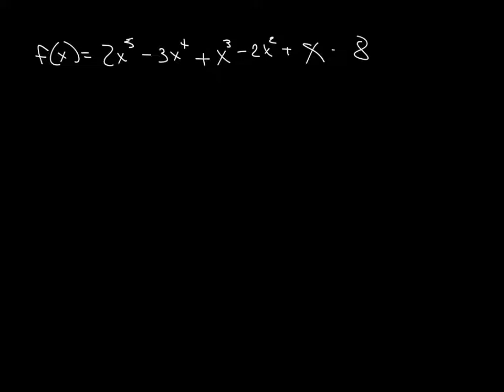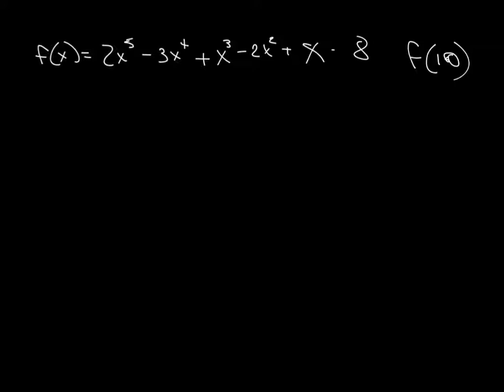They're giving us f of x equals 2x to the 5th minus 3x to the 4th plus x cubed minus 2x squared plus x minus 8. And they want you to find f of 10. So basically what they're saying is take 10 and plug it in here for all my x's. Okay?